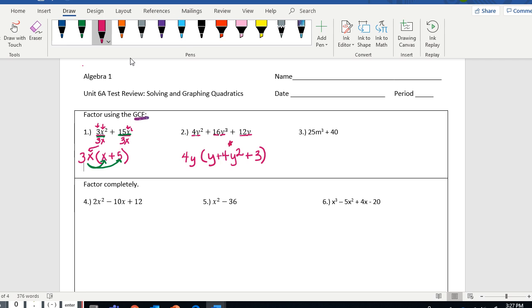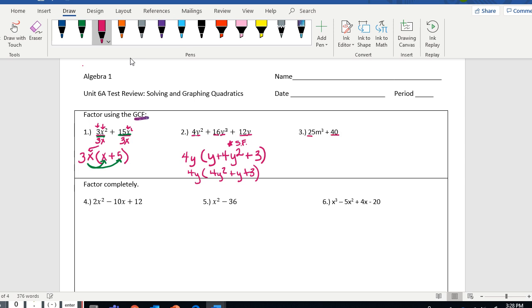However, this is not in standard form. So it really does need to be rewritten to look like this: 4y squared plus y plus 3. This is the correct way to write this problem.